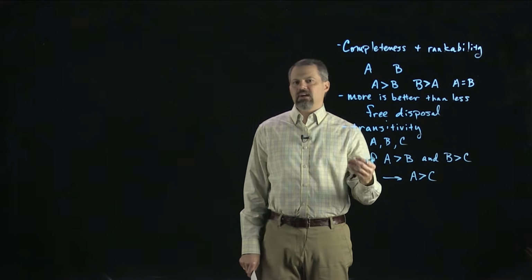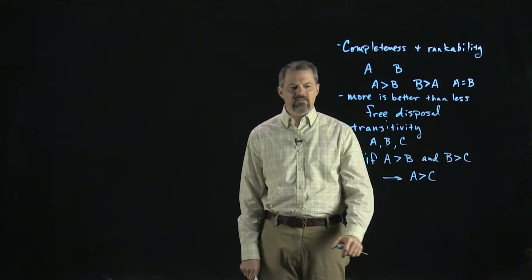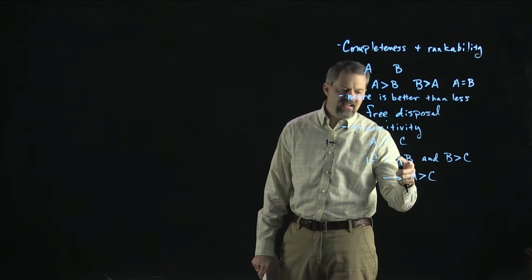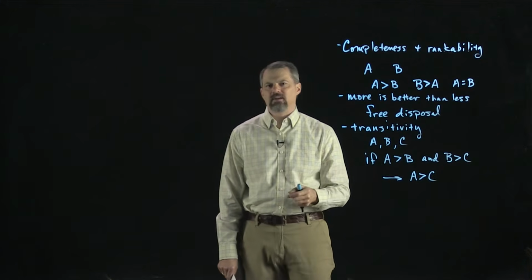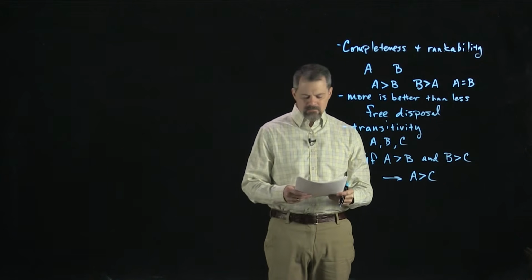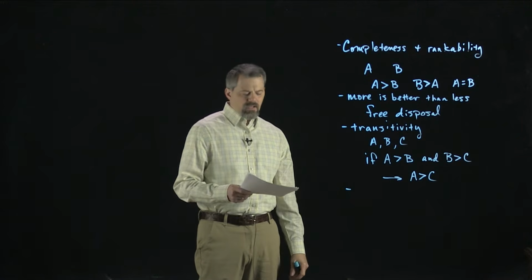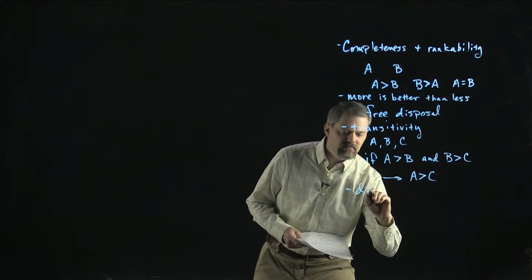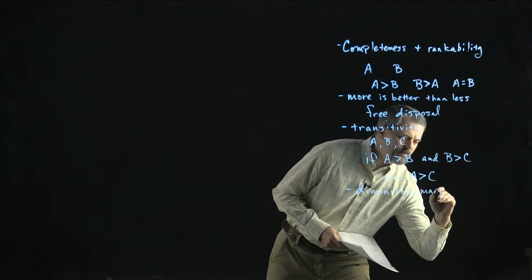I've had students try to come up with exceptions to this, and I would challenge you to try to do that. You can't come up with a reasonable thing where you like this more than that and that more than this, but somehow you like that more than that. You're not going to be able to come up with one. So this idea of transitivity, that's a reasonable assumption to make. And then we're going to make one final assumption, and we're going to call this one diminishing marginal utility.